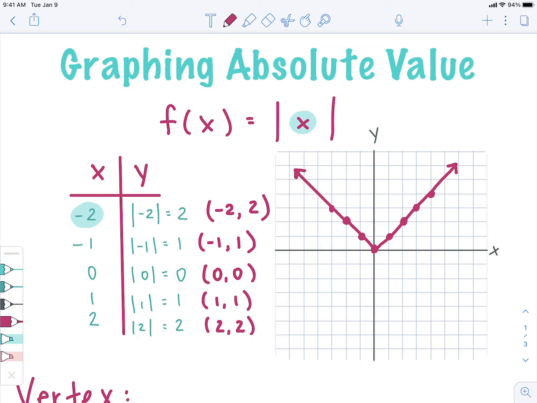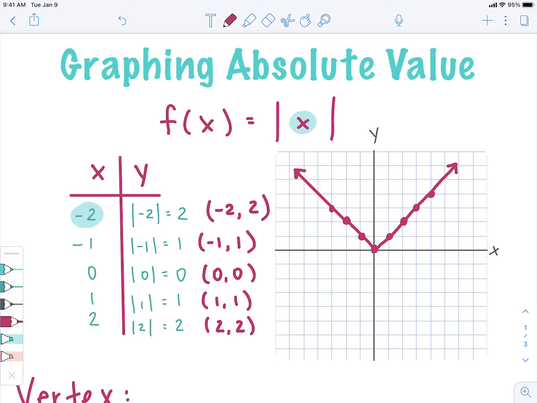Look at that. What kind of shape does that look like? A triangle? A letter? A V. A V, right? A big old V for absolute value. Look at that. So our graphs before were straight lines. These graphs are going to look like big V's.